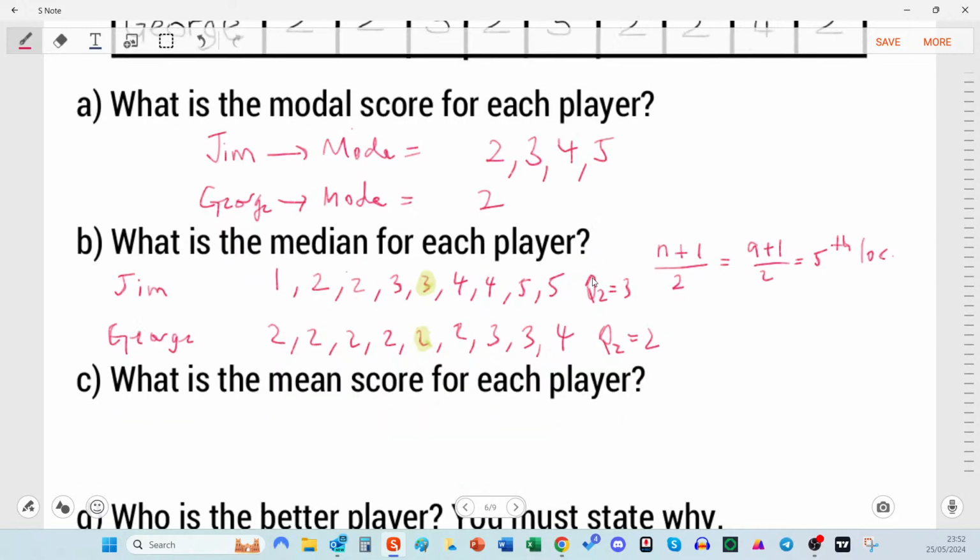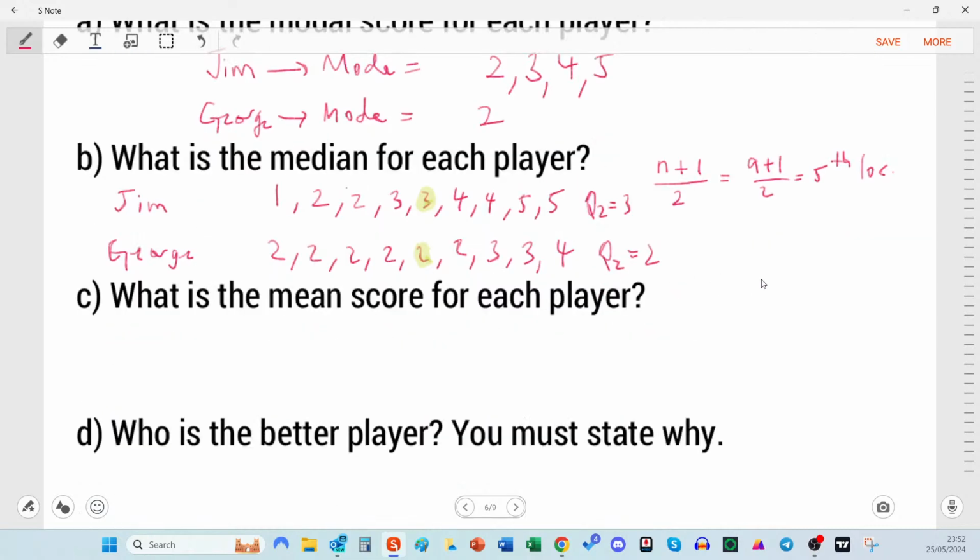What's the mean score? Here we go. We're going to add all these up and then divide them by however many there are. So 1 plus 2 plus 2 plus 3 plus 3 plus 4 is 29. There's no worry about rushing this. We're just going to do it properly. And we're going to be very proud when we do it.